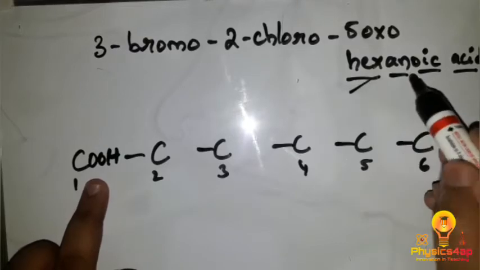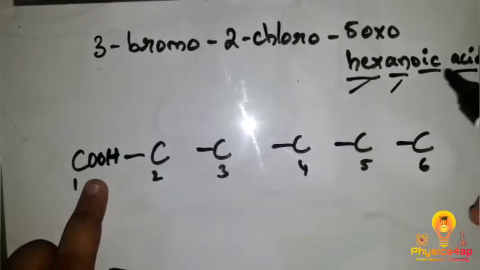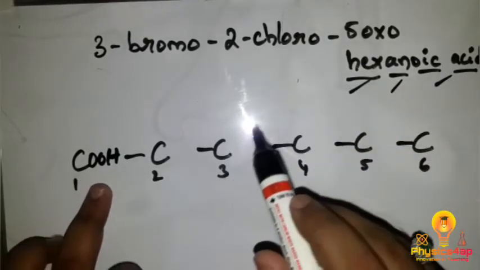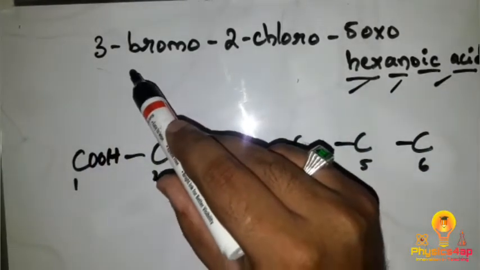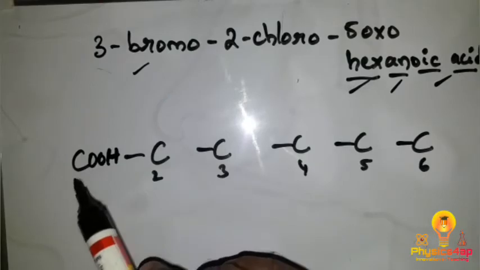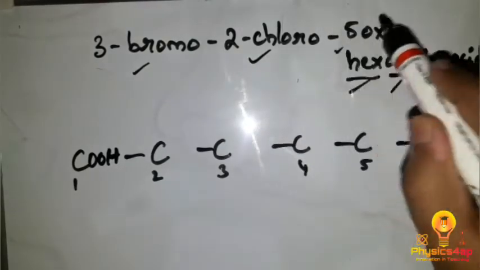Now hex is over, the type of bond is over, oic acid is over. Now let's go for the prefix. So when we go for the prefix, let us see 3 bromo, 2 chloro, 5 oxo.